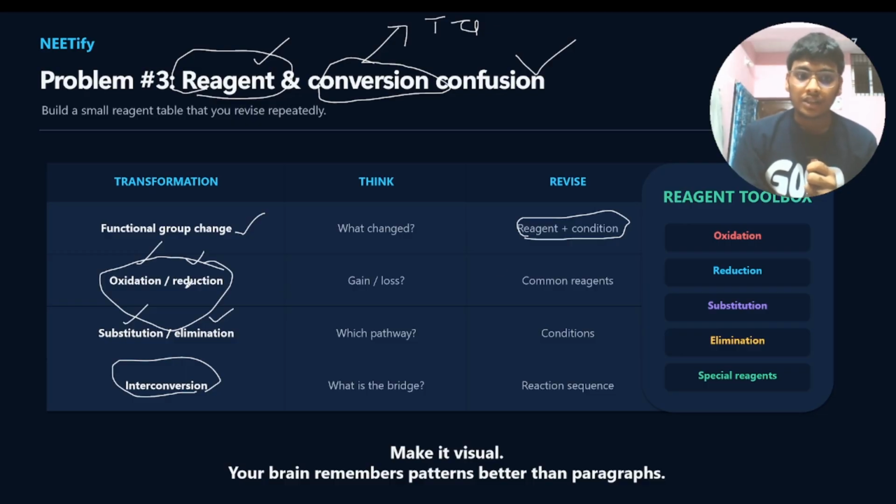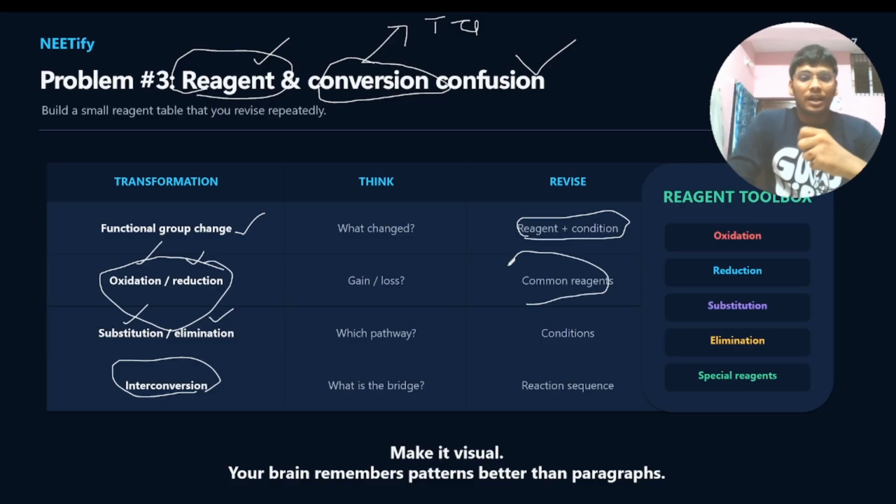And then oxidation or reduction: in these processes we have very common reagents. That is very, very important. We have approximately 10 oxidizing and 10 reducing reagents. So revise all of those. Those are very, very important. We get approximately 3 to 4 questions from oxidation and reduction in your NEET examination. See, if you take any previous paper, you will find oxidation or reduction questions from every year.